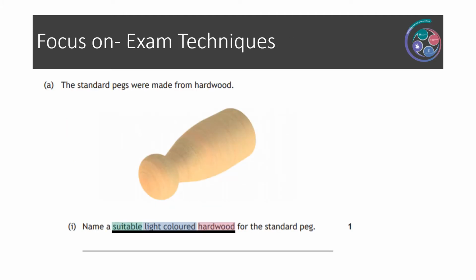I encourage all of my candidates when they see a question like this to either highlight the important words or underline them. So in this case, suitable, light coloured and hardwood are all important parts for this question. You could name a hardwood but that is not suitable or light coloured and you would not get a mark. You could also name a light coloured hardwood that's not suitable because it's too weak, i.e. balsa wood. So those 3 sets of words are really important and they are the key to unlocking the answer to this question.